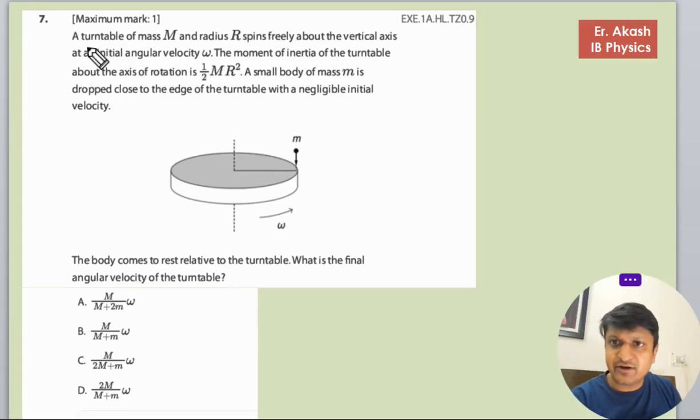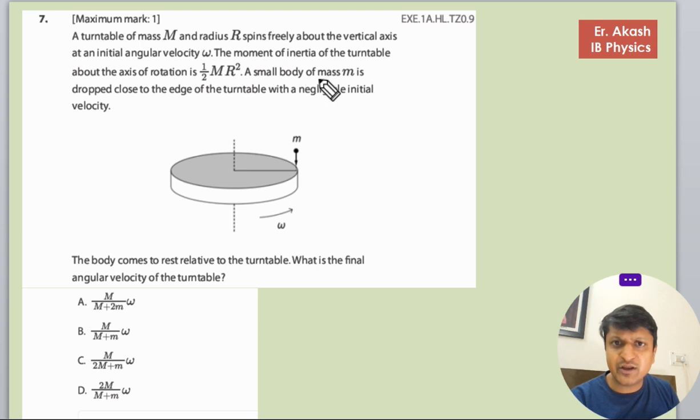So we have another question to do, and the question says that a turntable of mass M and radius r spins freely about the vertical axis at an initial angular velocity omega. So there is a disk, and that is moving like that with angular velocity omega. The moment of inertia of the turntable about the axis of rotation is half Mr squared, that is given.